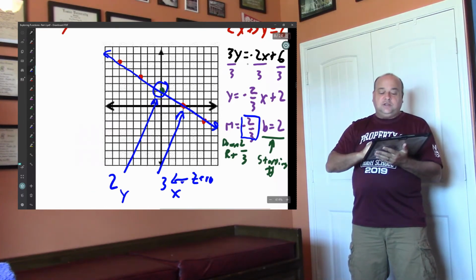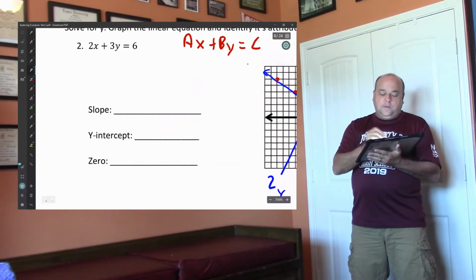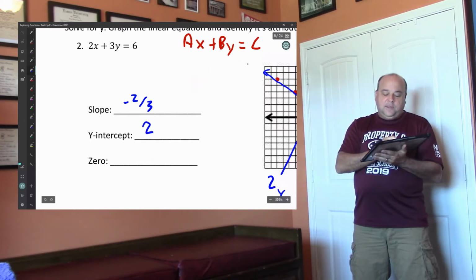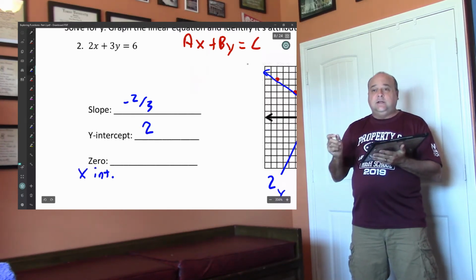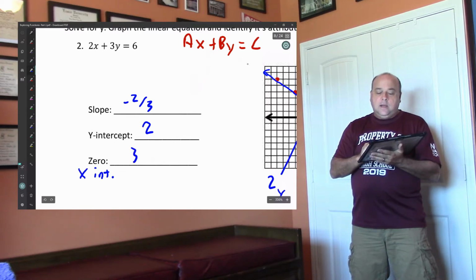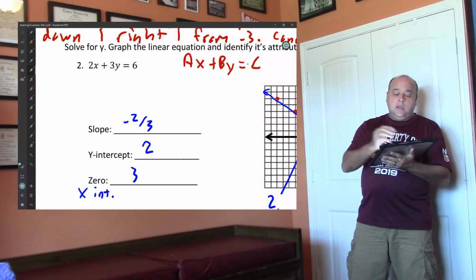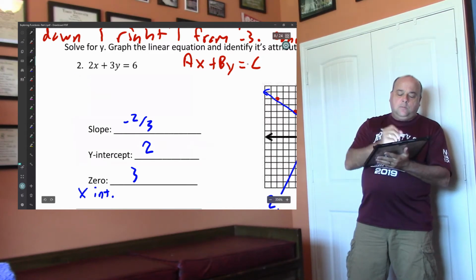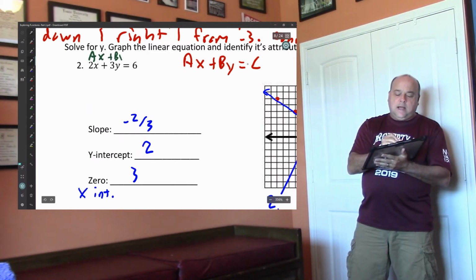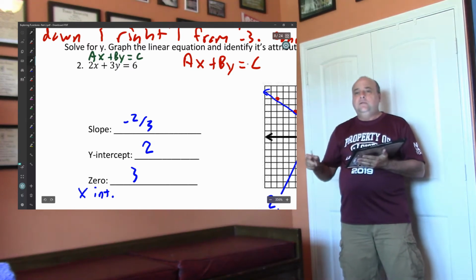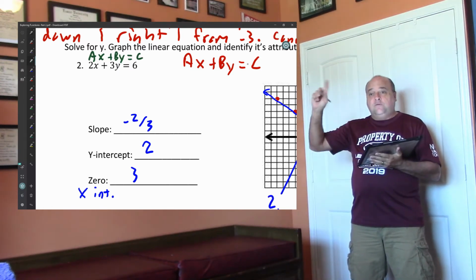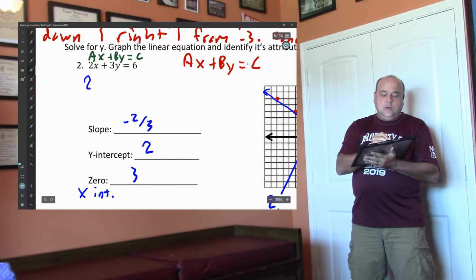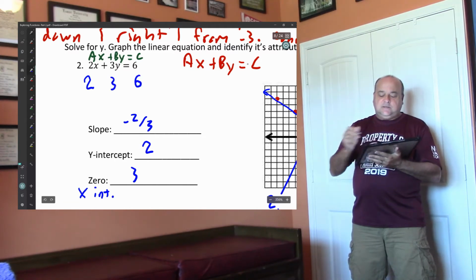Now then, let's go to the questions we're supposed to answer. The slope of the line was negative 2 over 3, wasn't it? The y-intercept was 2. The zero is also your x-intercept, and it was 3, wasn't it? Now then, this is big right here, okay? Let's write down ax plus by equals c. This is our standard form of the equation, right? The first thing we did was solve that for y, right? Now then, write down the a. The a is 2, the b is 3, and the c is 6.